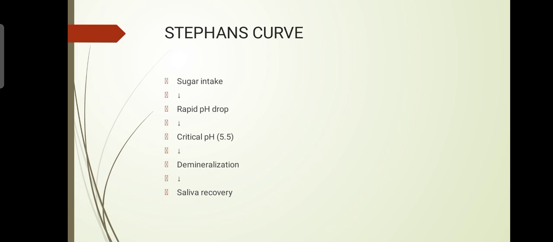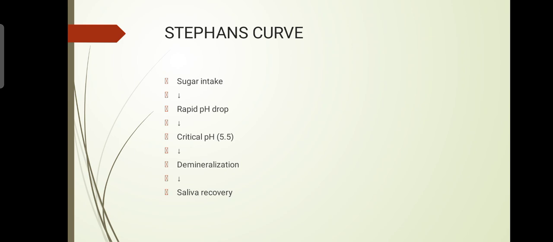We will continue the topic from where we left in our last videos of caries. Today what we are going to discuss is the biggest cause of dental caries, and it is sugar. So Stephan's curve is a graph which shows how the pH of dental plaque changes with time after eating or drinking fermentable carbohydrates such as sugar.